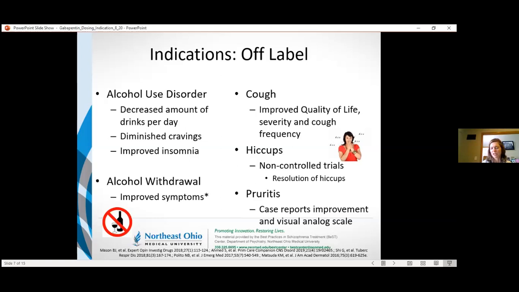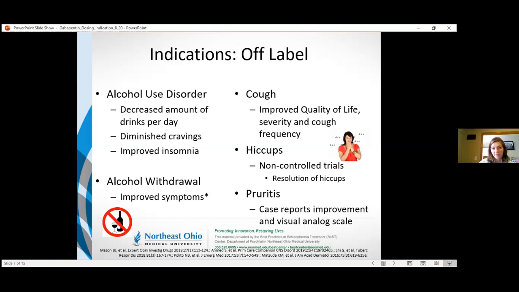A handful of them were hospitalized, some medically hospitalized, some psychiatrically hospitalized, but maybe an option for patients that have intractable hiccups. And then there have been some reports of improvement with itching, so pruritus, from a number of different indications. Case reports of improvement, so just saying, hey, we started this patient on gabapentin and they got better, or having the outcome be on the visual analog scale of how distressed they are from the itching and seeing improvement with the gabapentin.